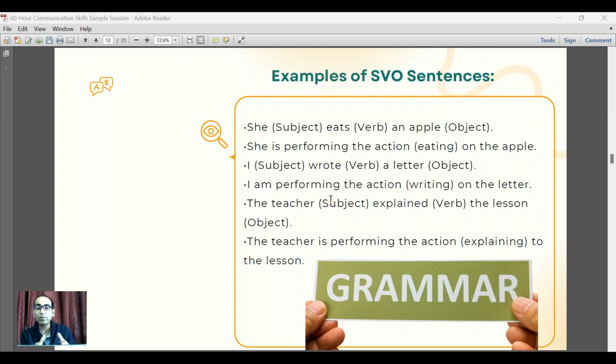The teacher is performing the action to explain the lesson. The teacher explained the lesson. The teacher is a subject. Explaining is a performing. The teacher is performing the action, that is explaining, and the effect of that is on the lesson.